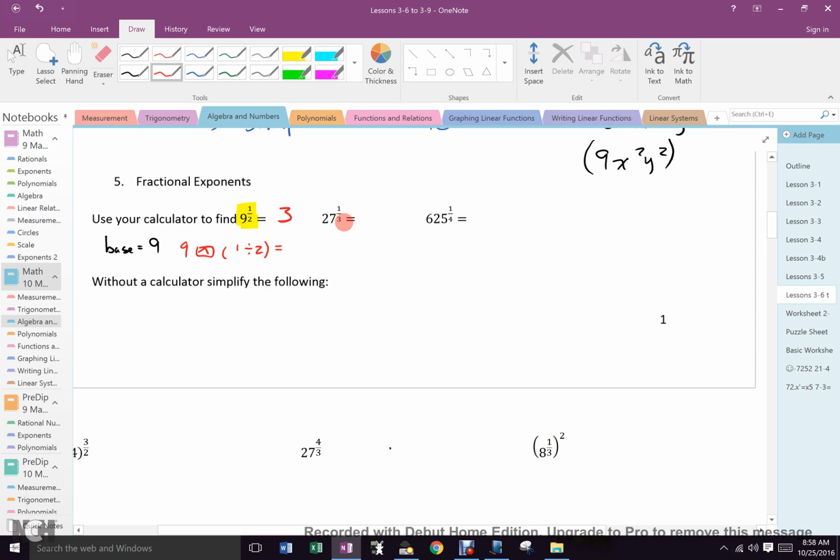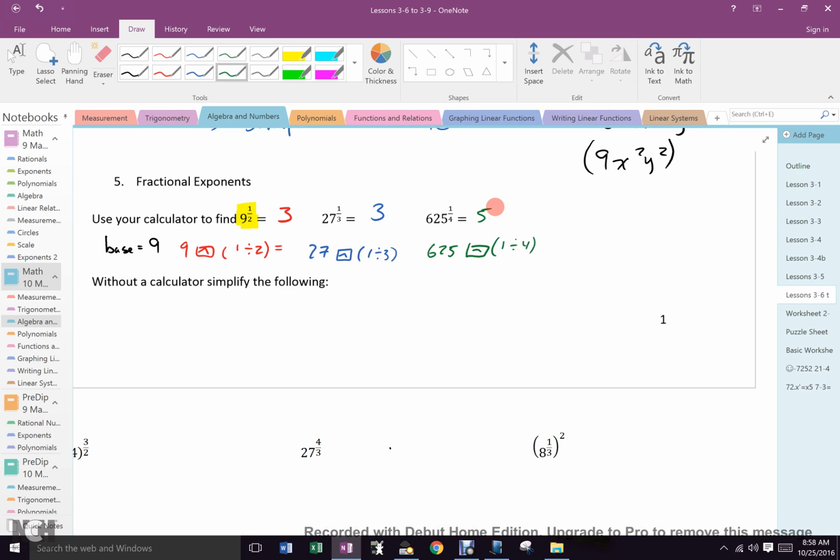Okay. Now do the same thing with 27. 27, exponent button, bracket, 1 divided by 3. And do the same thing with 625. 625, exponent button, bracket, 1 divided by 4. 5. Now you guys should already see a pattern here, shouldn't you?